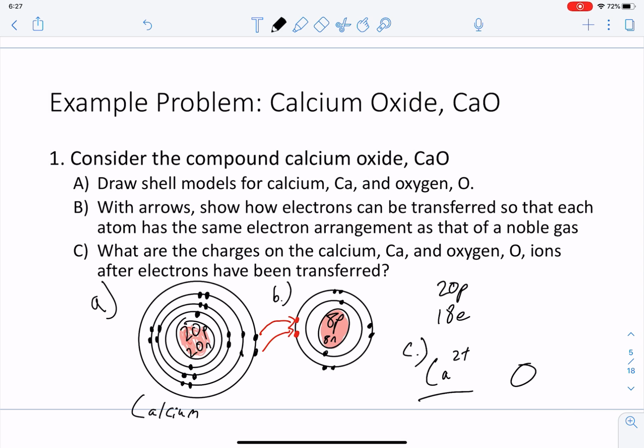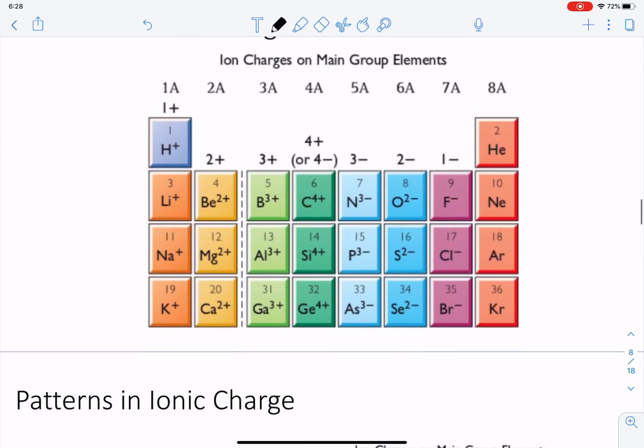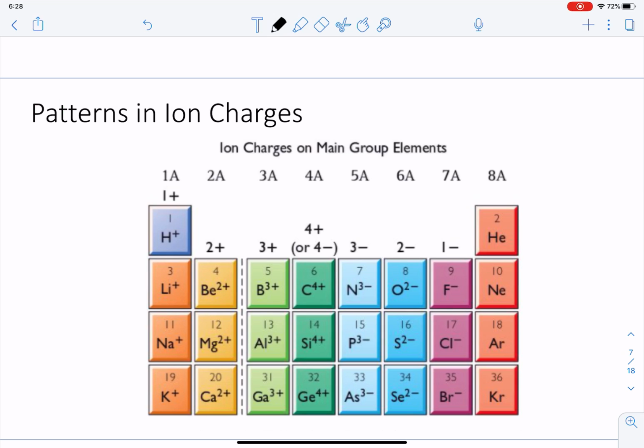Oxygen just gained 2 more electrons, so it had 8 protons. It always has 8 protons. Started with 8 electrons, now it has 10 electrons. So our oxygen is going to be 2-. Okay, so we can see here through these shell models of electrons being transferred from one to the other. And I believe we're going to do a few more and then stop for this video.